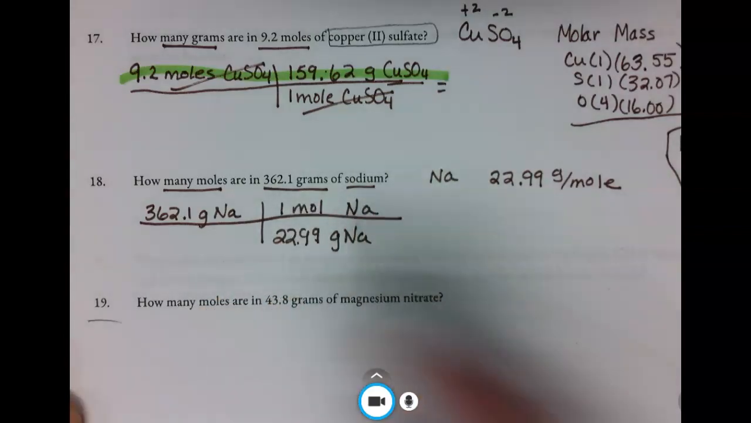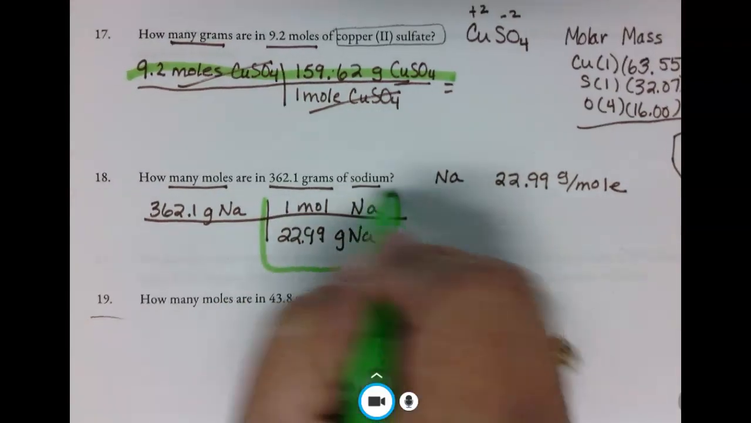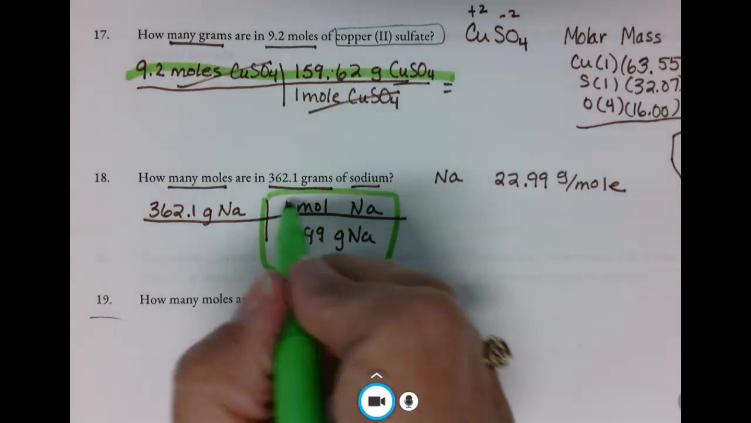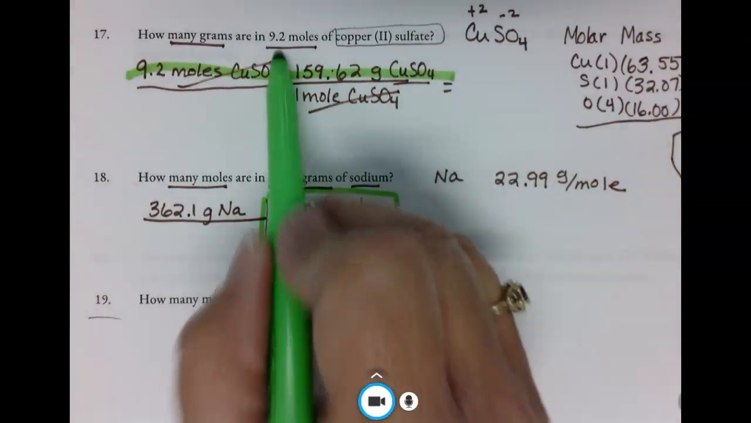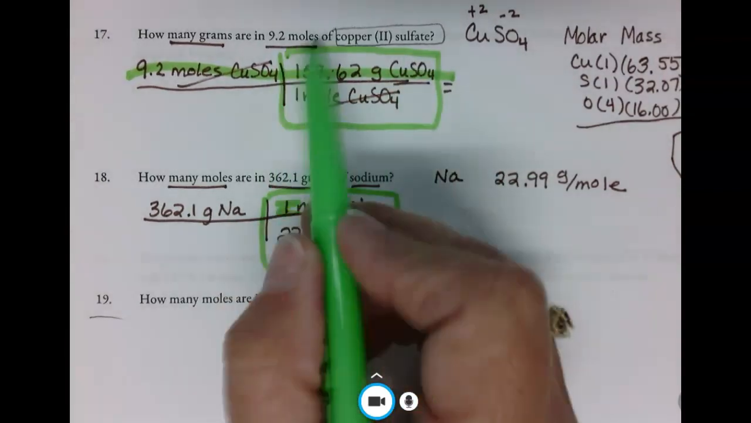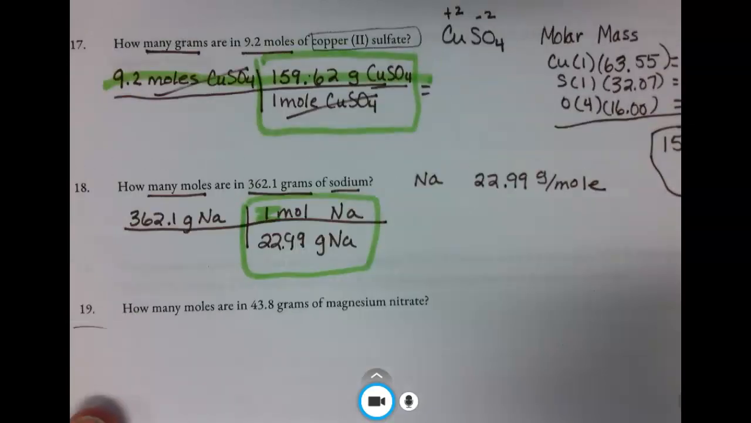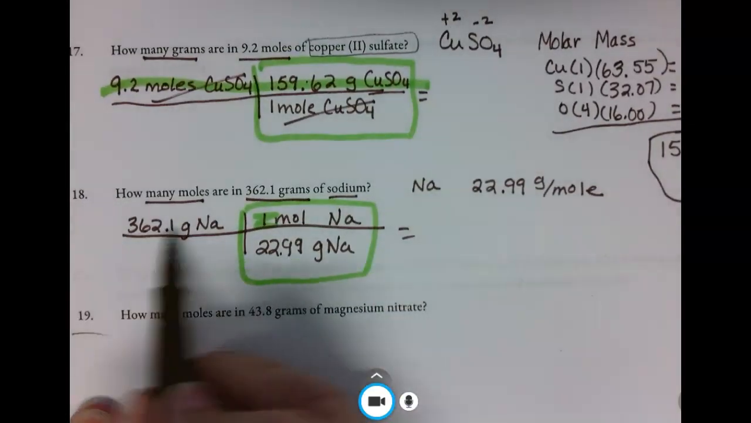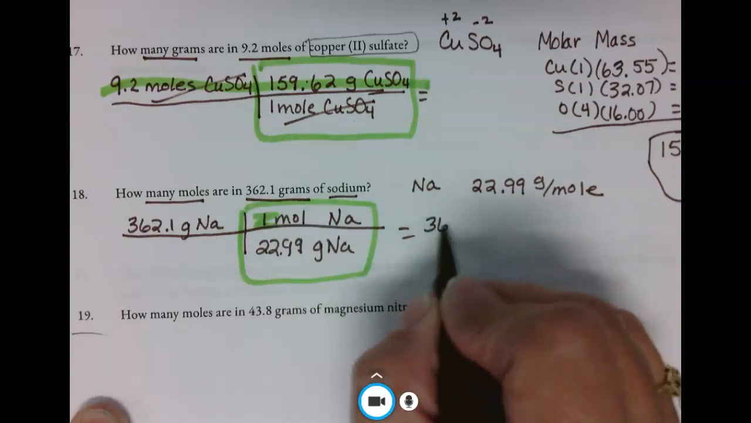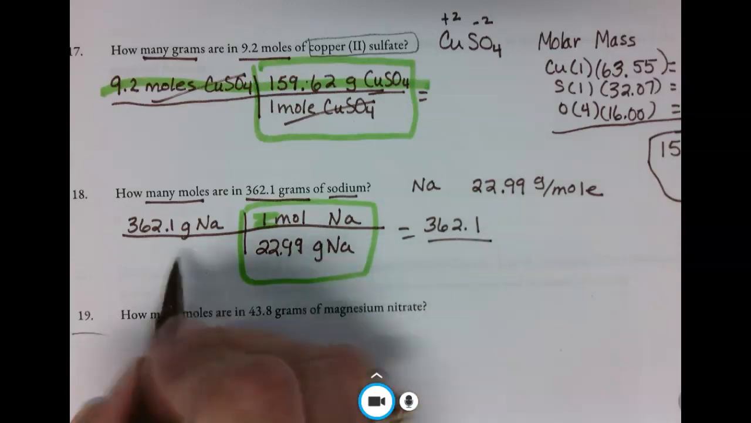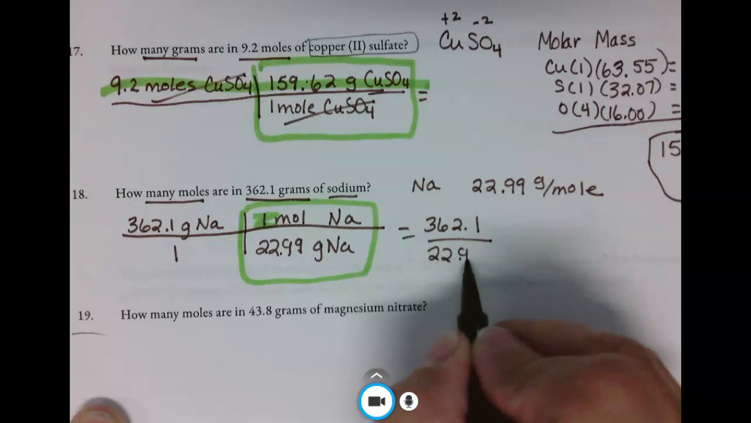And again, just like what I told you on the last video, this is a conversion factor, guys, conversion factor. And when you do a conversion factor, the 1 always goes with the mole. Same way up here, this is your conversion factor, okay? So the 1 goes with the mole. Now, in this problem, when I multiply across the numerator, I get 362.1. You can put a 1 there if you want to. The denominator, I get 22.99.